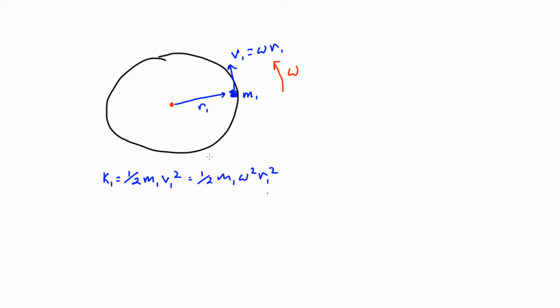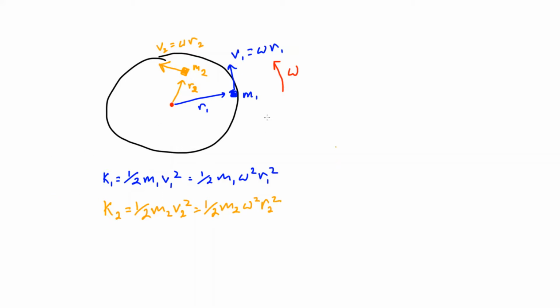Now I can do the same thing with some other little chunk of this wheel. Let's grab this chunk here. It's some distance from the center of the wheel. Sorry, this is not r1, this is r2. This is a mass m2, and it has a velocity vector here, v2 equals omega r2. The kinetic energy of that little chunk, K2, is going to equal 1/2 m2 v2 squared, which will be 1/2 m2 omega squared r2 squared.